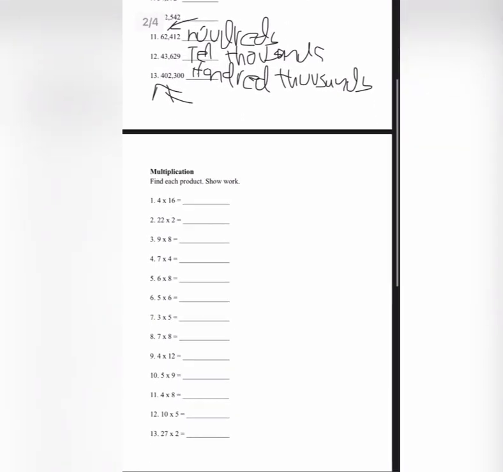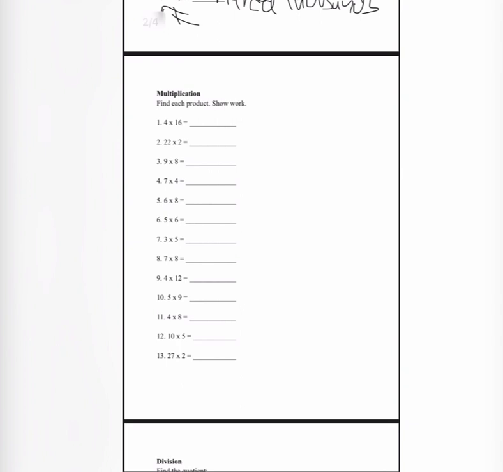And that's the next page. The next page is multiplication, and we need to find each product. And we need to show work for each problem. Number 1 is 16 times 4. Let's do number 1. 6 times 4 is 24.